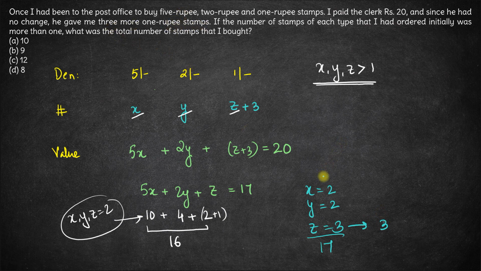So now the question is, what is the total number of stamps that he bought? The total number of stamps is 2 stamps of 5 rupees, 2 of 2 rupees and 6 of 1 rupee. So 2 plus 2 is 4, 4 plus 6 is 10. So the total number of stamps bought by him is option A, 10.